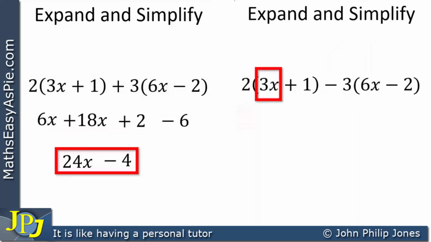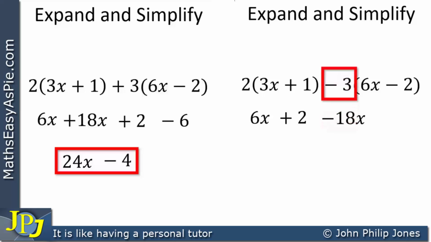Take the 2 and multiply the 3x to give 6x. The 2 then multiplies the +1 to give +2. You then take the -3 to multiply the 6x, and this will give -18x. The -3 will then multiply the -2, and this will give +6. Remember, a minus times a minus gives a plus.